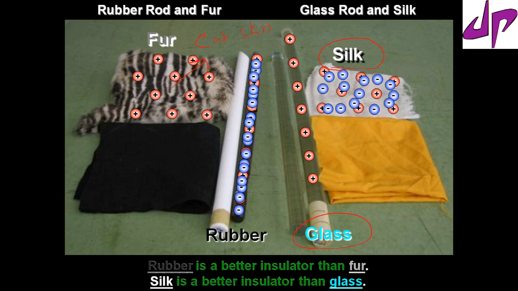Now if you bring this glass rod and silk cloth close, they will attract each other, because that is the fundamental property of charge. Like charges repel each other, unlike charges attract each other.